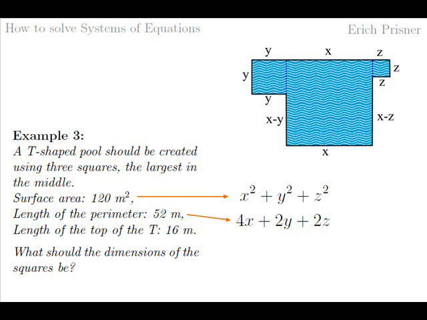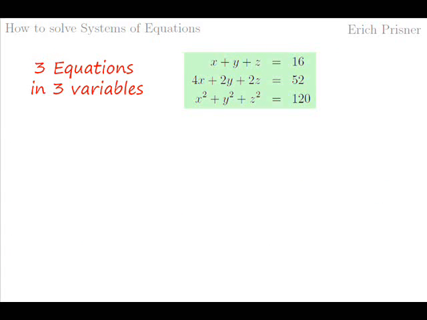The length of the top of the T is x plus y plus z, so we have the following three equations. x plus y plus z equals 16, the top of the T equation. 4x plus 2y plus 2z equals 52, the perimeter equation. And x squared plus y squared plus z squared equals 120, the area equation. How do we solve impressive looking systems like this?